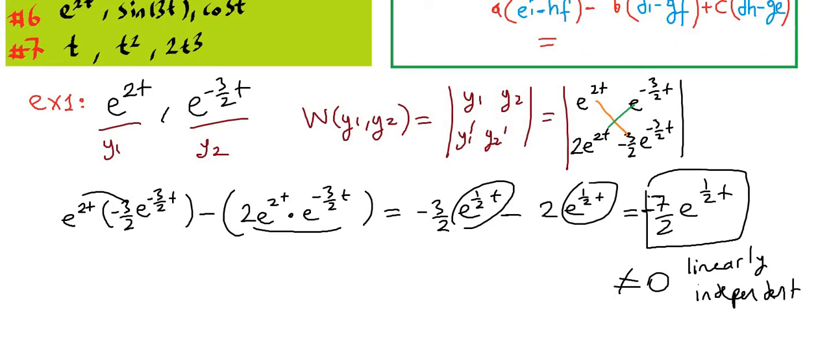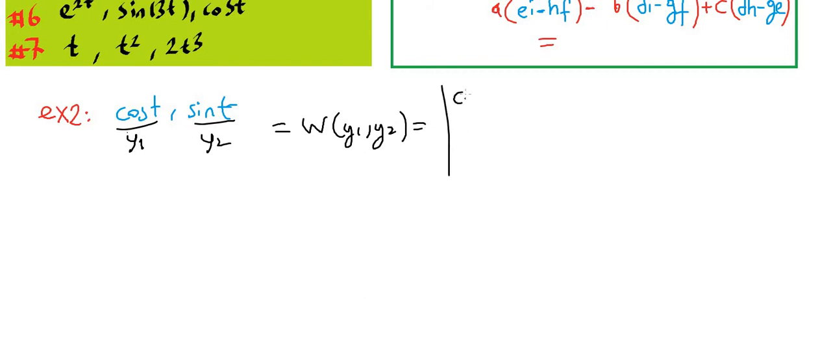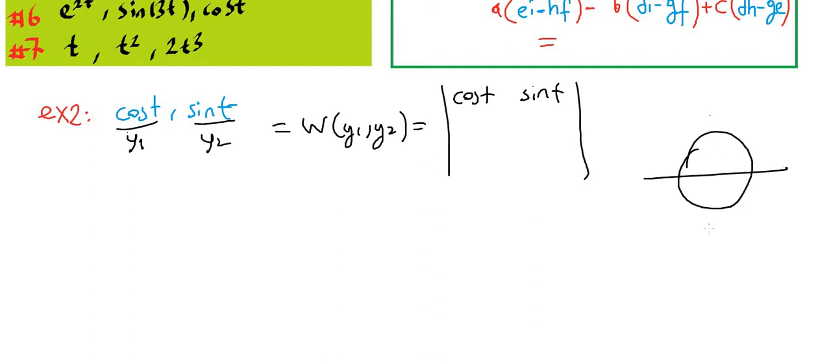Let's go to example 2. Example 2 is cosine t and sine t. So our y1 is cosine t and our y2 is sine t. So our Wronskian of y1, y2 will be given by this matrix: cosine t, sine t, and derivatives of cosine t and sine t. So the practical way to find the derivatives of trigonometric functions is this.